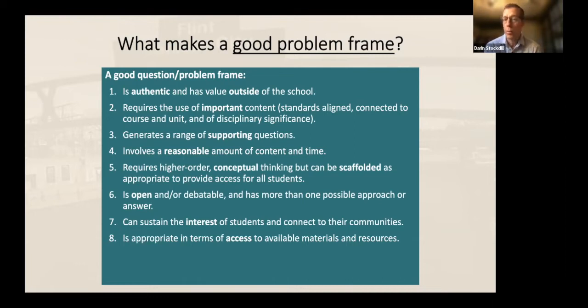It generates a range of supporting questions. Obviously it can't be a yes or no question, right? It's got to be a relatively open-ended question. It involves a reasonable amount of content and time. They don't have to answer or solve it, but they've got to be able to add something to their understanding.